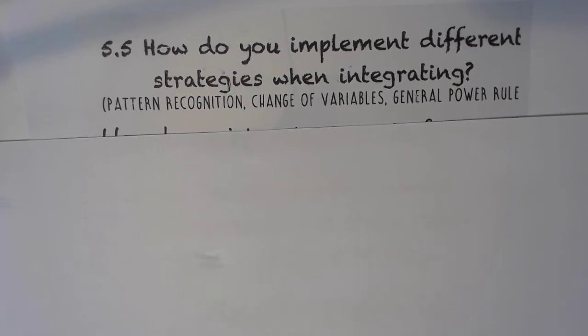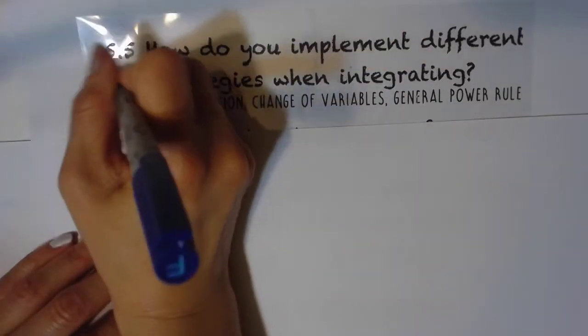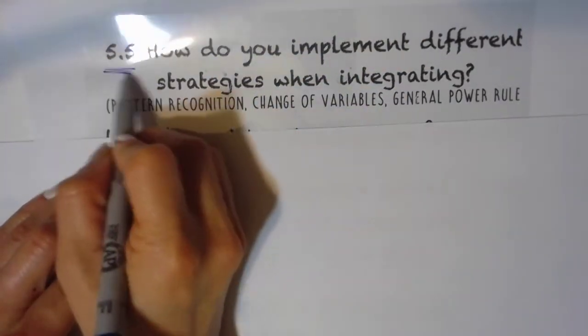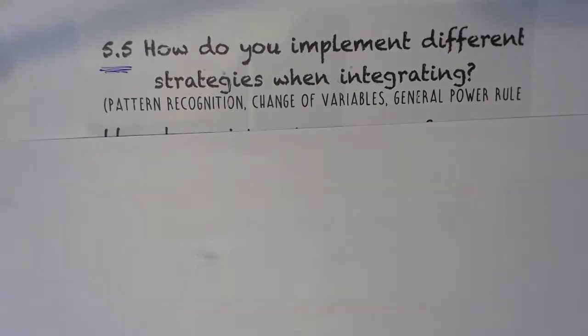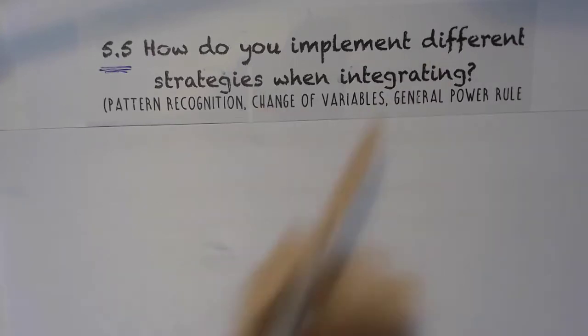Another lesson for integration to find antiderivatives. So we have 5.5 here. Now you know how to find indefinite integrals. You also know how to find definite integrals. You also know the Fundamental Theorem of Calculus 2, 1, right? Now, how do you implement different strategies when integrating?